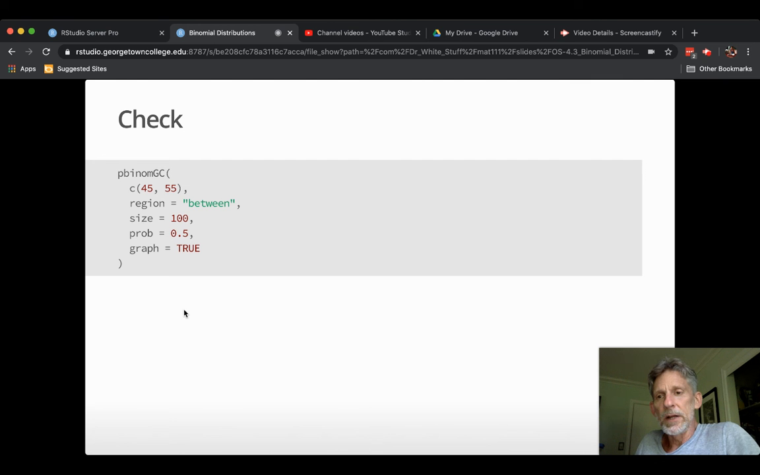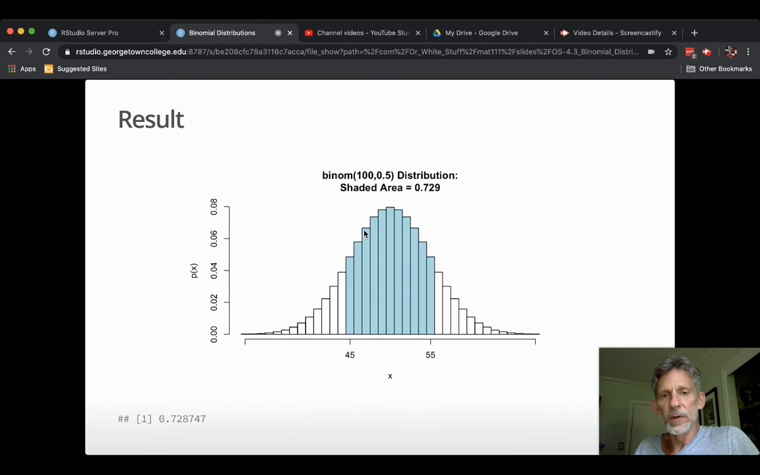Here's just a little check and a reminder, because we've done this calculation before. PbinomGC can tell you the exact chance of 45 to 55 heads, including the 45 and 55, and you may remember that it turned out to be about 73%. 73% as opposed to 68%. That shows you some of the limitations of the 68-95 rule for binomials. It's kind of having to deal with those boundary rectangles possibly being big.